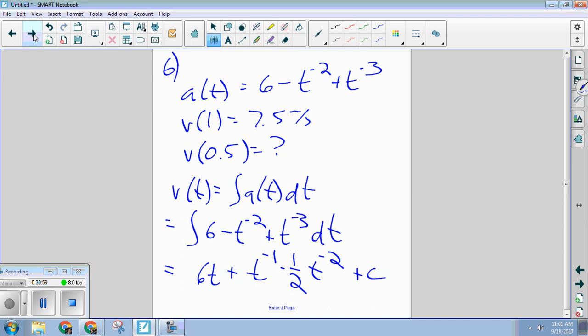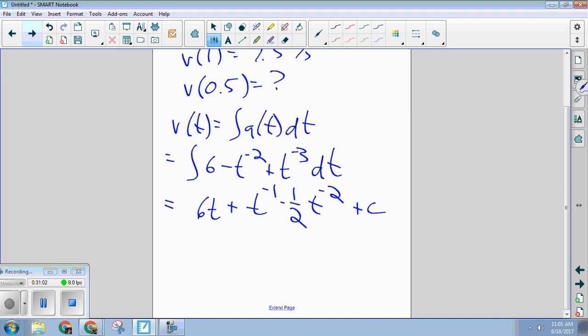All right, so now I've got a function. I know that the velocity after 1 second is 7.5, right? So I ought to be able to figure this out, right? So 7.5 equals, and just put 1 in for t, right? So you get 6 plus 1 minus a half plus c, and solve for c, right? So I think this is going to give us 7.5 equals 6.5 plus c. So c again ends up being 1 here. And from there, you can do the rest of the problem, right? Yeah, right. The moral of the story is c is always 1. Okay. Questions, you guys?